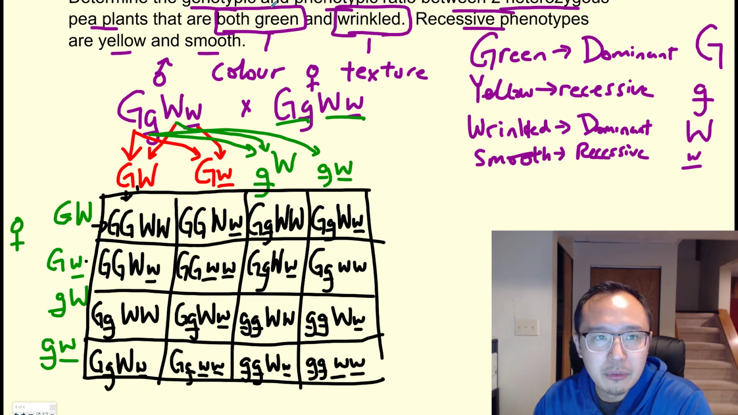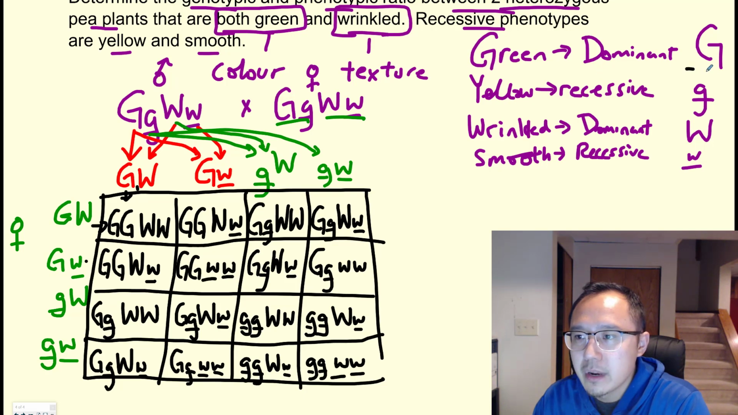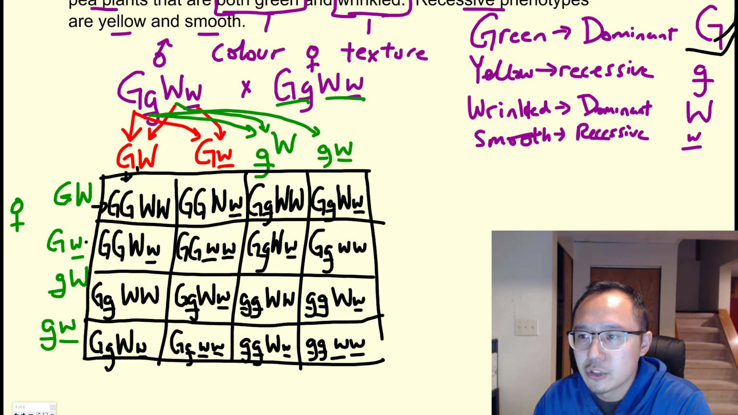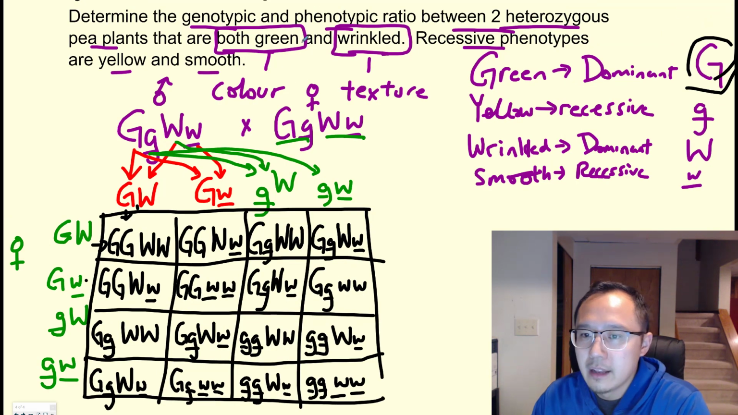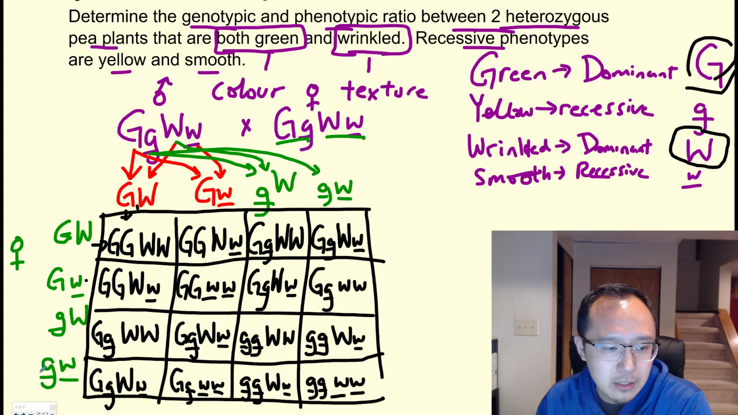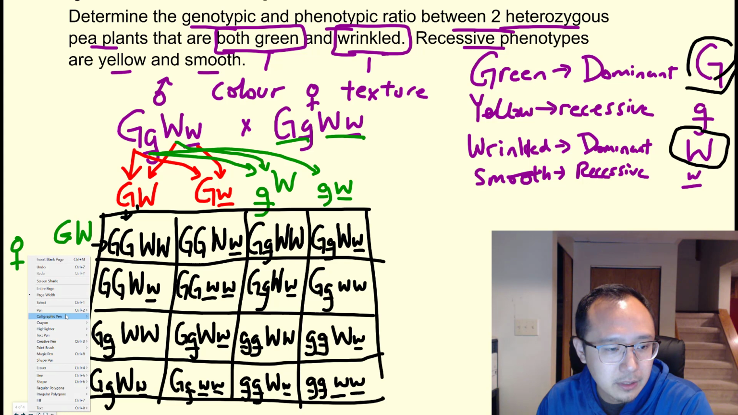So now I'm looking at the phenotypic and genotypic ratio. So let's look at my phenotypes. Remember, I have dominant G. Dominant G represents a green one. So let me just scroll back up here again. And then a dominant W is my wrinkled one. So which ones are my dominant ones? Let's look at that.